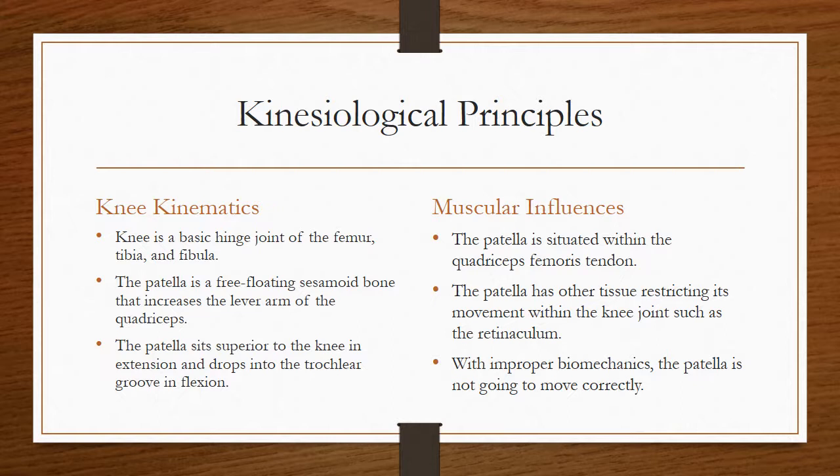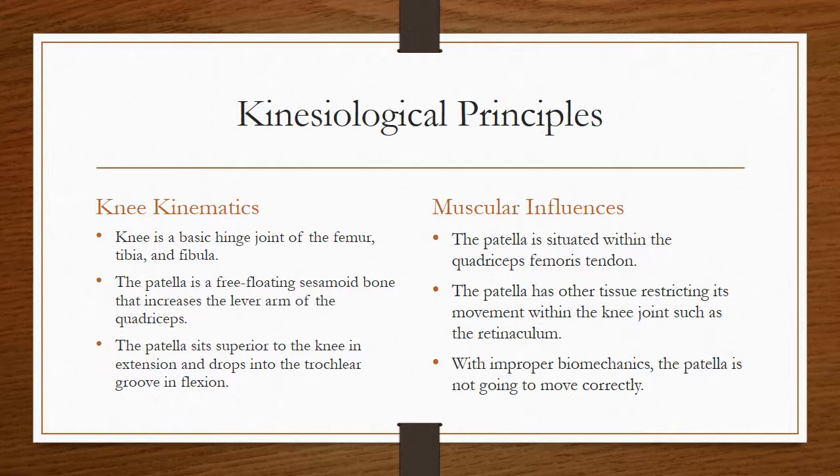So some basic kinesiological principles. The knee is a basic hinge joint comprised of the femur, the tibia, and the fibula. There is a slight little bit of rotation right at full extension, considered to be the screw home mechanism. With that is the patella. It's a free-floating sesamoid bone that increases the lever arm of the quadriceps to give us greater strength and force with knee extension. The patella sits superior to the knee when our leg is extended, and as we flex the knee, it drops down into the trochlear groove.